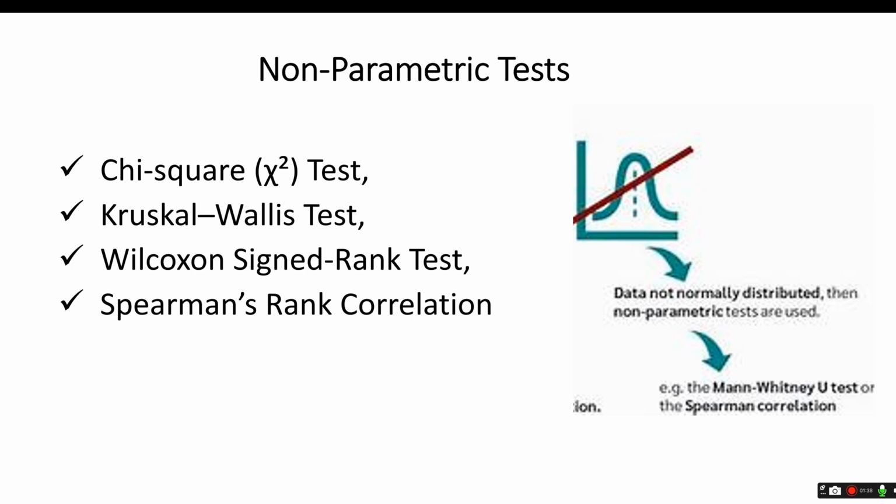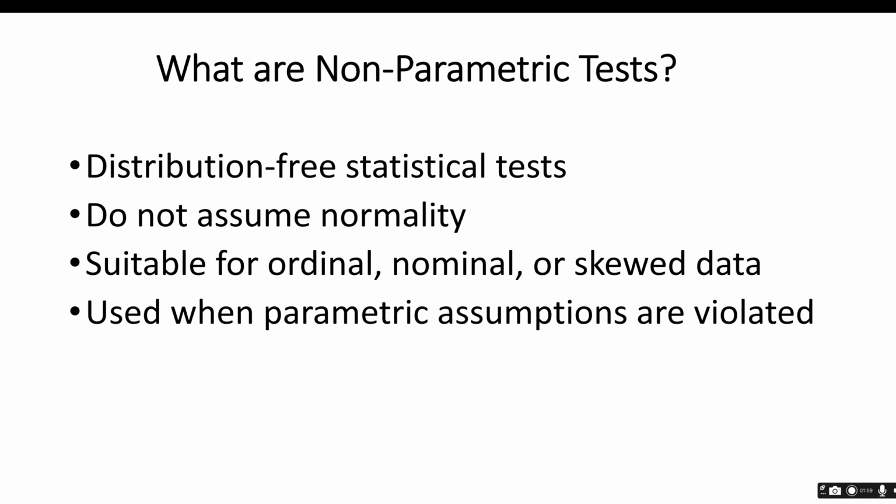So this is the non-parametric test. When the distribution of the data is not normally distributed, if there is skewness, like kurtosis or left skewed or right skewed, then we use this kind of test: chi-square, Kruskal-Wallis, or Spearman rank correlation.